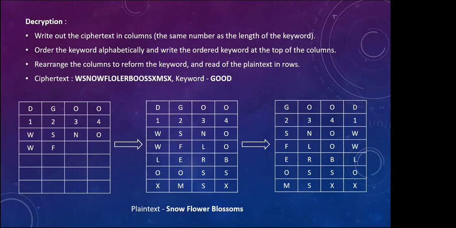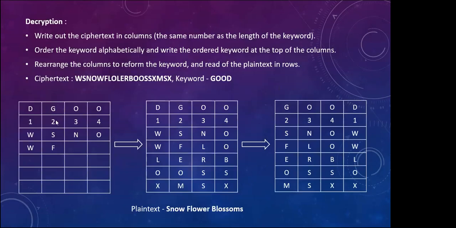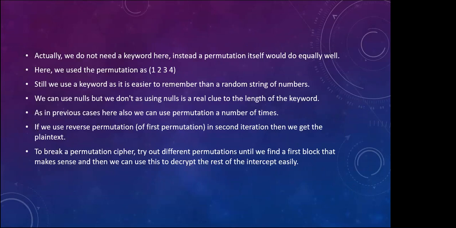Here what we can see is that this is nothing but 1 2 3 4, and here 2 3 4 1. This is nothing but a permutation: 1 is going to 2, 2 is going to 3, 3 is going to 4, 4 is going to 1. Since it was difficult to write in permutation format, I have written it in a simple format. We have used this type of permutation wherein 1 goes to 2, 2 goes to 3, 3 goes to 4, and 4 goes to 1.